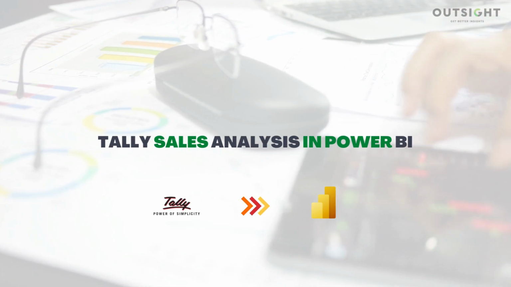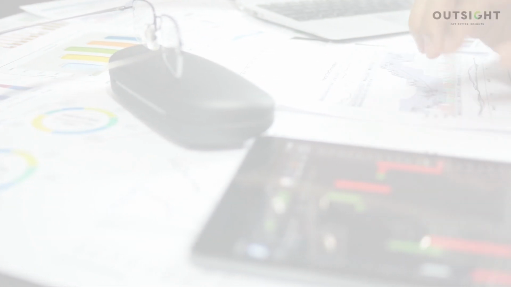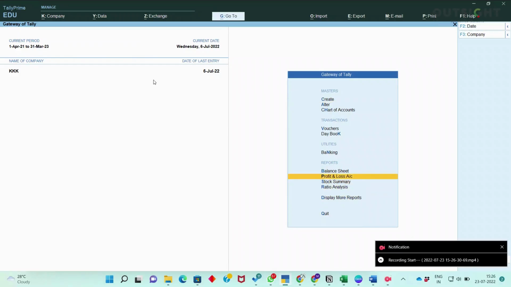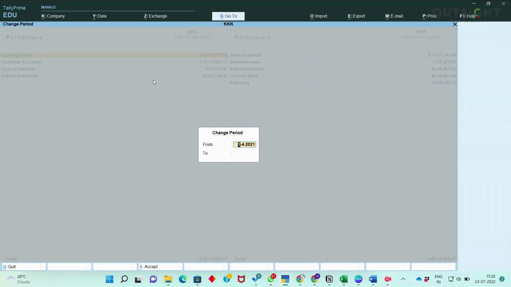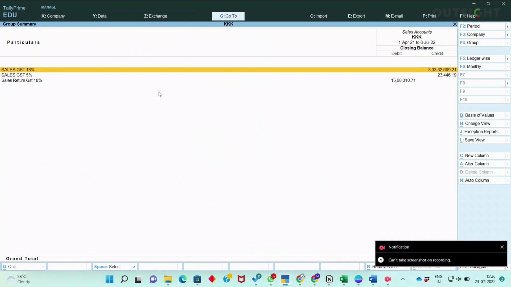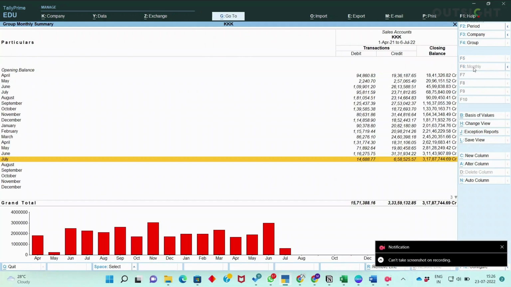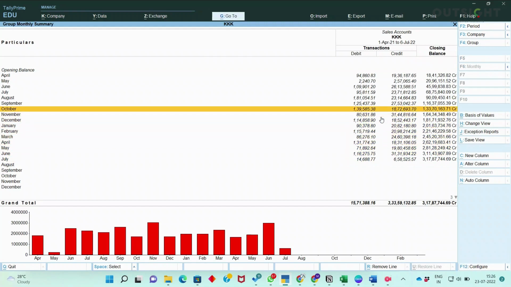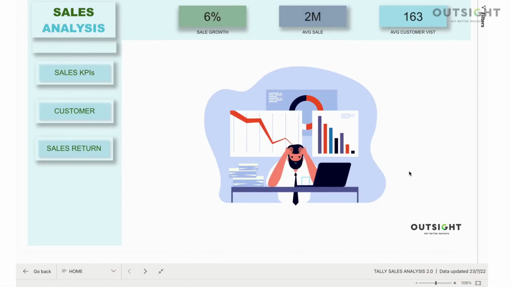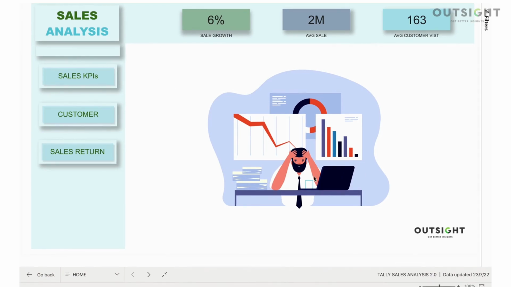Everyone, we are going to discuss Tally sales analysis in Power BI. In Tally, total sales are just shown in the profit and loss account, but we have to make many analyses for decision making, for which we have to use third-party software like Tableau, Power BI, etc. We connected Tally with already developed dashboards in Power BI for real-time analysis.